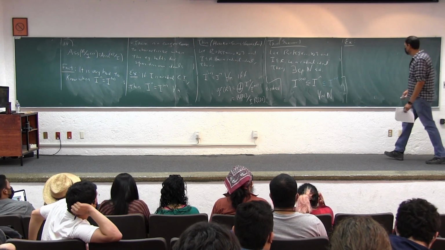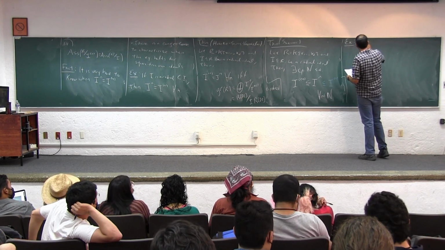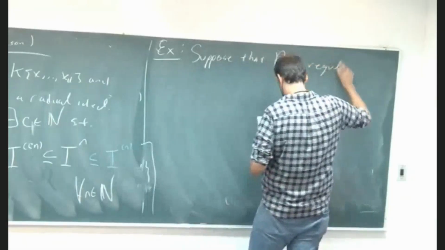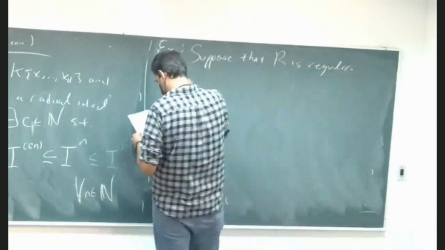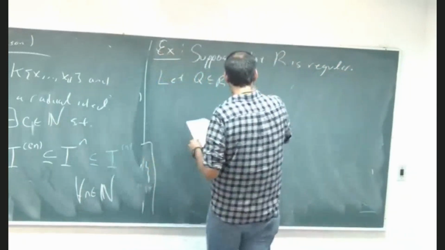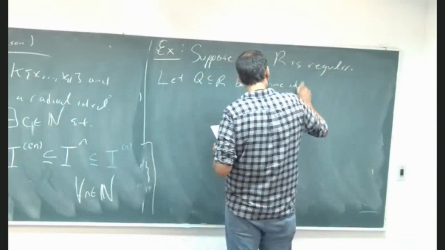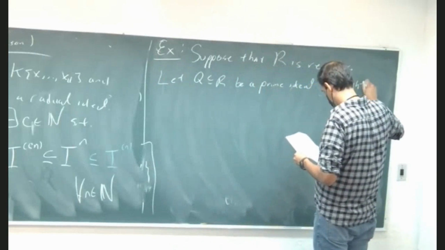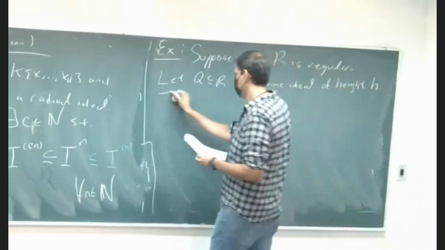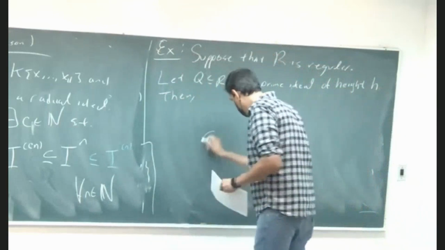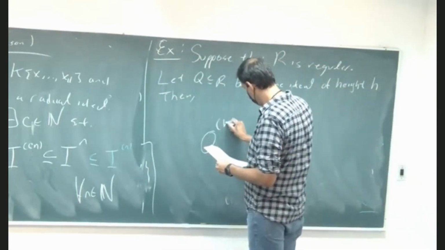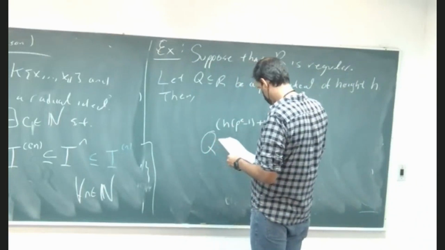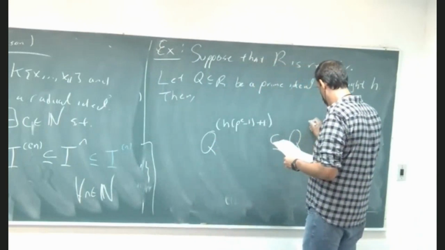Okay, so let me do an exercise. So now suppose that R is regular. Let Q contained in R be a prime ideal of height H. Then there's a Q symbolic H p to the e minus 1 plus 1 is contained in Q bracket p to the e.